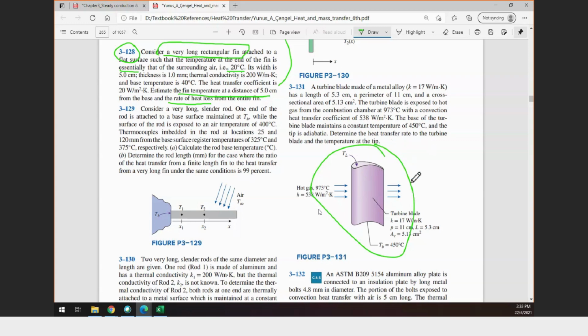What do you think? What shape does this one represent? In fact, they don't use that. They already give you the information: the length L, the perimeter P, and the cross-sectional area A of the fin. So they already give you all the information directly. You just use it.